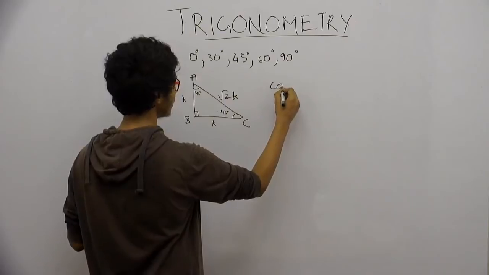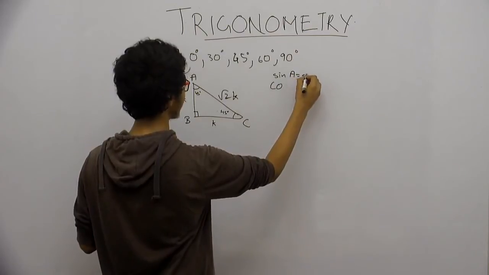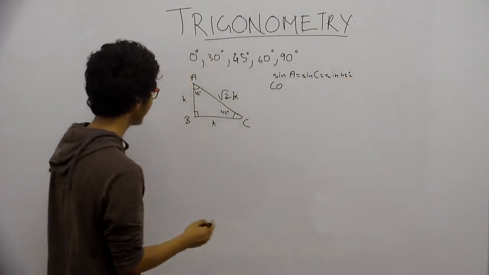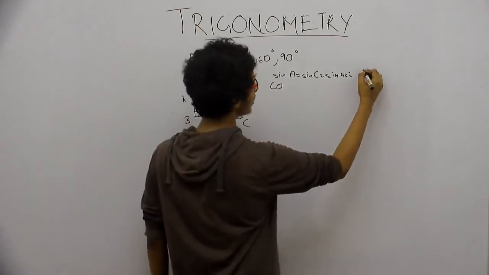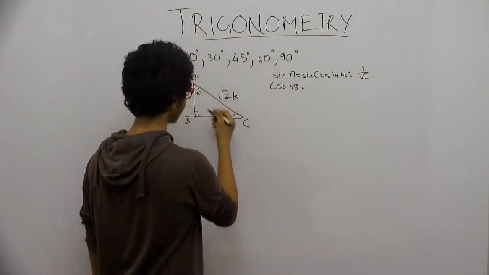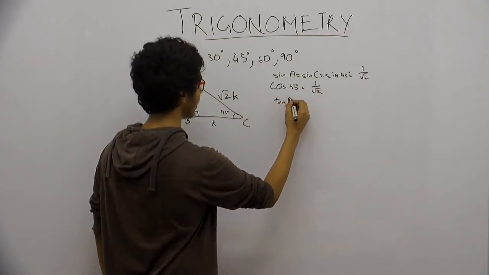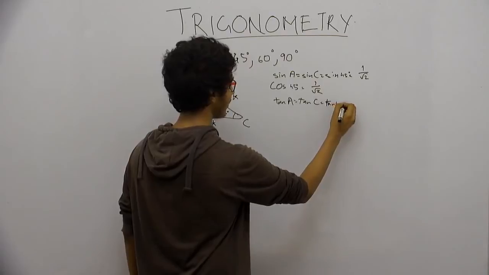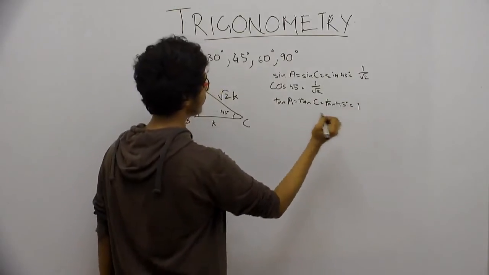Okay. Now let's see sine of A, which is equal to sine C, which is equal to sine 45 degree. Sine 45 degree is sine A or sine C, either opposite is K and hypotenuse is root 2K. So we get 1 by root 2. Similarly, cos 45 degree, adjacent is K by root 2K, we get 1 by root 2. Tan A equals tan C equals tan 45 degree. This is equals to K by K for both A and C. So tan will be equal to 1.